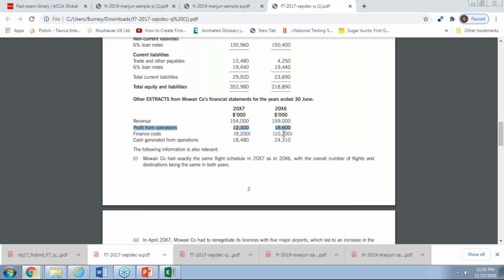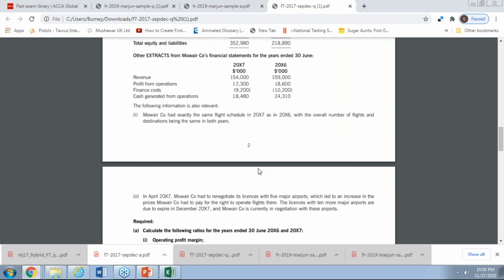Profit from operations has gone down, so we have to identify the reason for this. Finance cost has slightly gone down because we have paid the loan interest, and the cash flow from operations has also decreased. So these are the points that you should remember, and these are the points you have to incorporate when you are writing your answer. That's it.